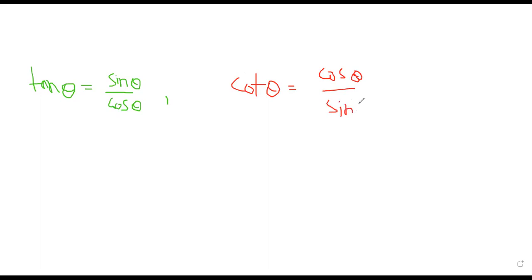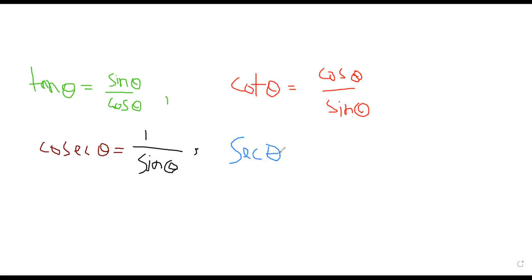Similarly, cosecant theta will be equal to, cosecant is inverse of sine, so you can write cosec as 1 over sine of theta. Similarly, secant theta will be equal to 1 over cos of theta. So these are some of the important formulas which we will use in our next exercise, which is 9.4.